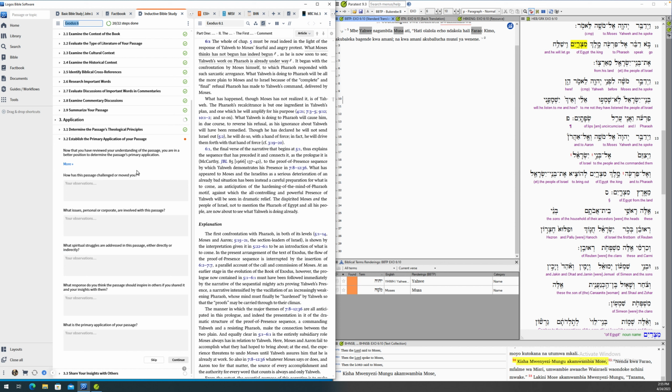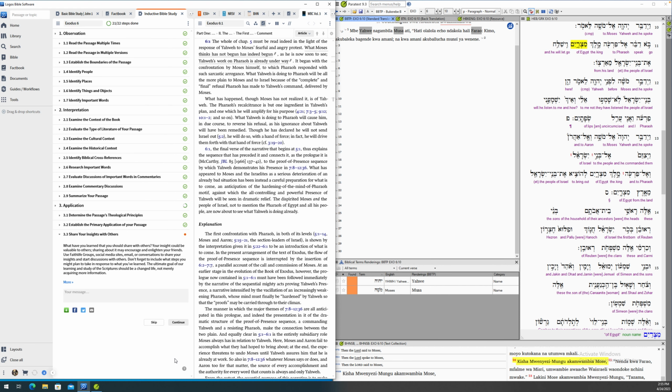Establish the primary application of your passage. How has this passage challenged or moved you? What issues, personal or corporate, are involved with this passage? What spiritual struggles are addressed in this passage, either directly or indirectly? So this is like scripture engagement right here. What's the primary application? Share your insights with others.